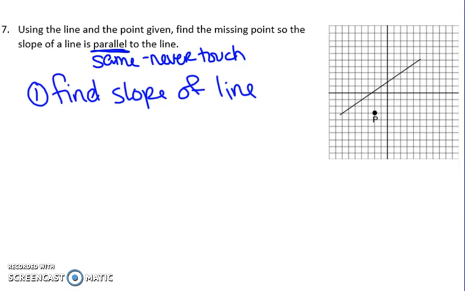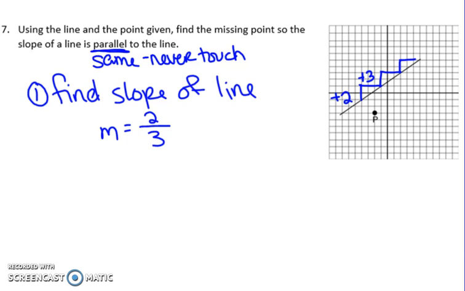If I look, I'm going to go up 2, and I'm going to go to the right 3. Up 2 to the right 3, up 2 to the right 3. So, if I'm going up, it's +2. If I'm going right, it's +3. So in this case, no matter how you do your slope, m is going to equal 2/3. It's rise over run. If you pulled 2 points, you should still get the same slope.